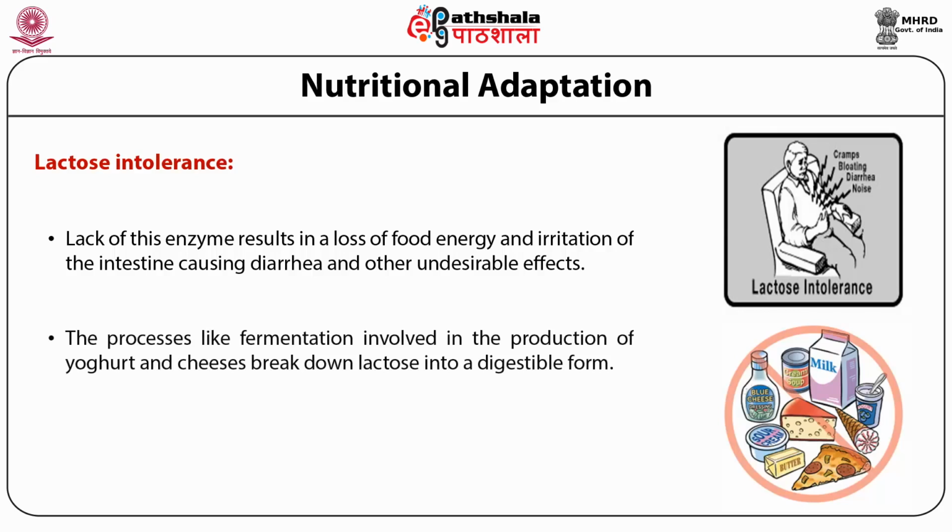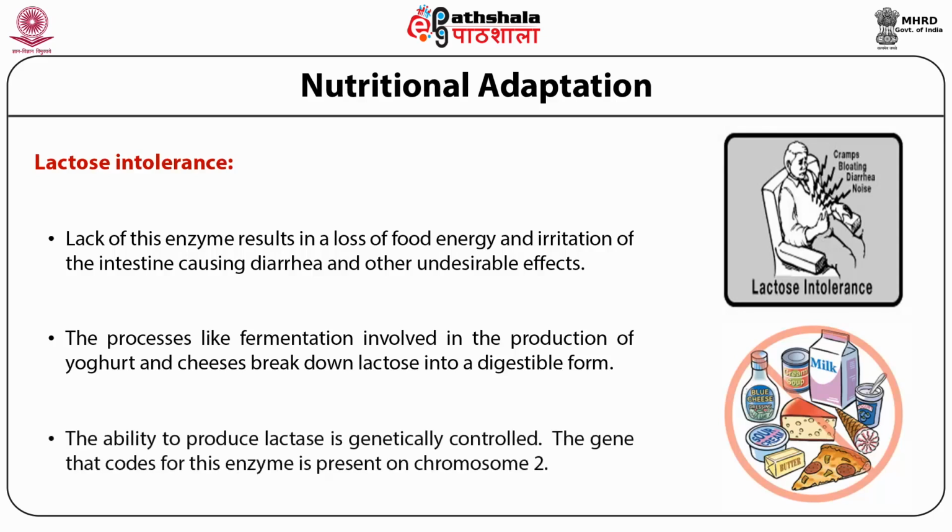Processes like fermentation, involved in the production of yogurt and cheese, break down lactose into digestible forms. Therefore, the problem arises only when the population uses milk or its products in fresh forms, such as milk, cream, or very fresh cheese. The ability to produce lactase is genetically controlled. The gene that codes for this enzyme is present on chromosome 2. Studies of lactose intolerance show that a population is best adapted to its traditional nutrient environment, and therefore any change in the environment is likely to be stressful.